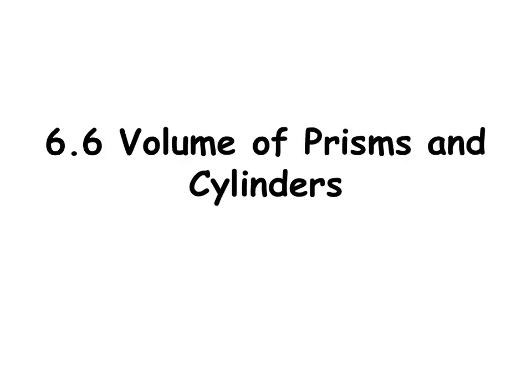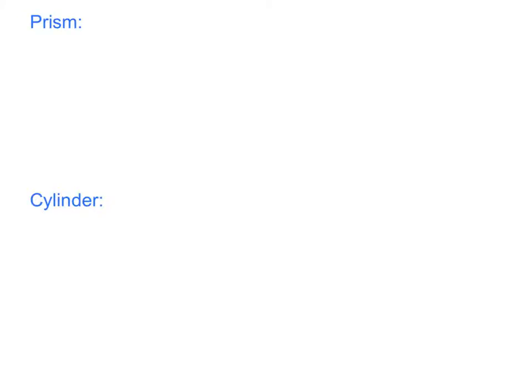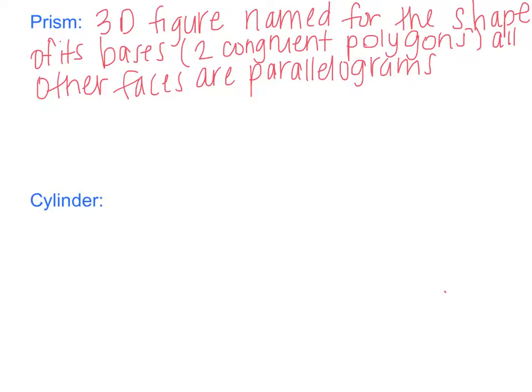Today we're doing 6.6 volumes of prisms and cylinders. Two definitions that we need to get down are prism and cylinder. A prism is a 3D figure that's named for the shape of its bases. So you're going to look at the bases or the bottom to determine the name. Those bases are two congruent polygons, so they're going to be the same on both sides.